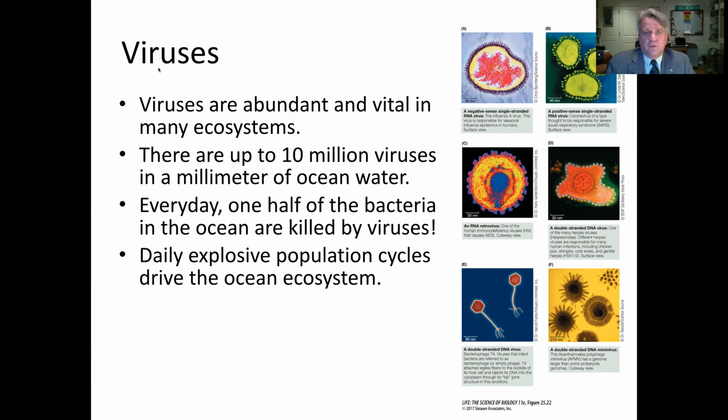Now, viruses are abundant and they're vital to many ecosystems. There are up to 10 million viruses in a milliliter. That should be milliliter, not millimeter, of ocean water. And every day, half of the bacteria in the ocean are killed by viruses. So most viruses are attacking bacteria. And the daily explosive population cycles of these bacteria are what drive ocean ecosystems. So viruses are very critical to ecosystems on the planet.